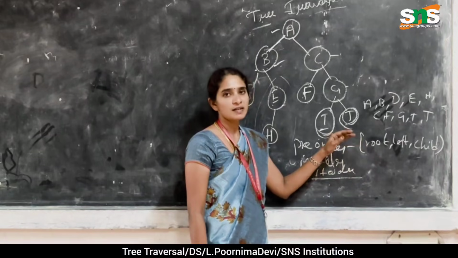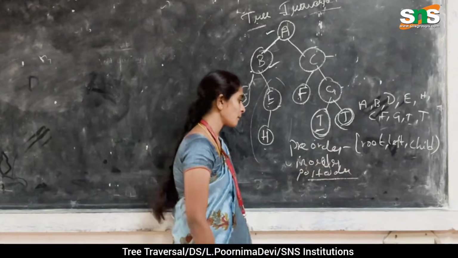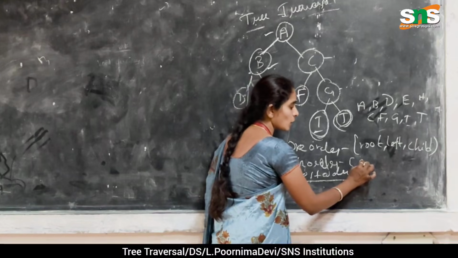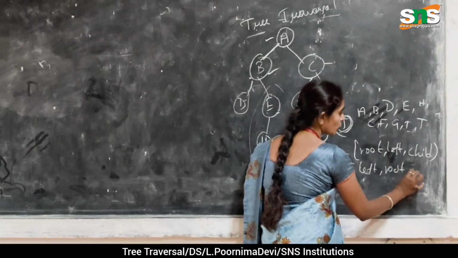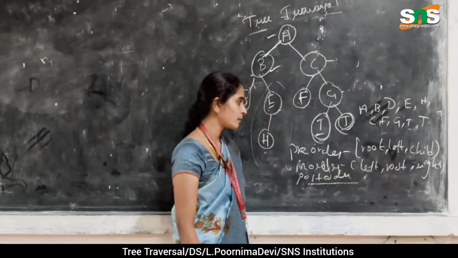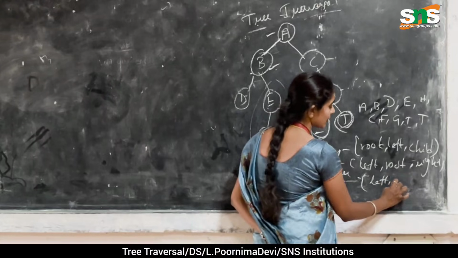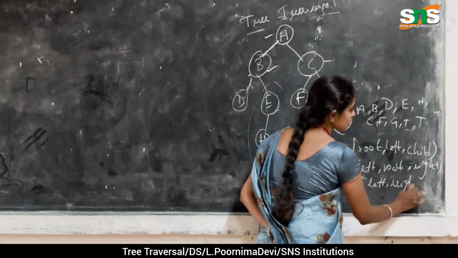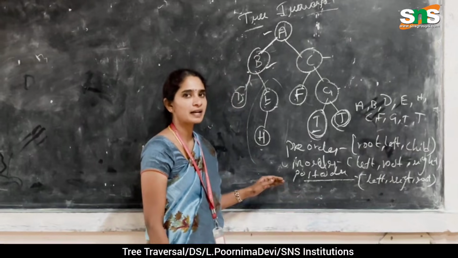In preorder we first visit the root node, then the left child node and the right. Inorder means we first visit the left node, then the root and the right. And postorder means we first visit the left, the right and the root. So this is the process of tree traversing.